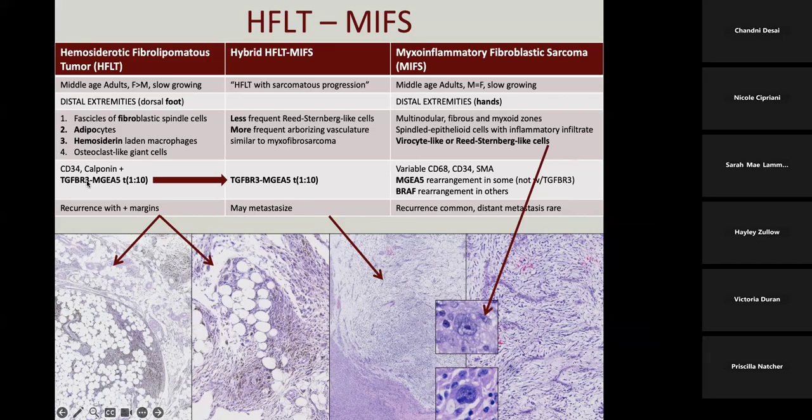This has TGFBR3 and MGEA5 gene rearrangements and is important because it can transform to this myxoinflammatory fibroblastic sarcoma, which basically looks like a myxofibrosarcoma, right? Curvilinear vessels, background myxoid, but with some increase in inflammatory cell component and these virocyte-like or Reed-Sternberg-like giant cells that are scattered in and about. This gets graded just like any other sarcoma of the extremities.